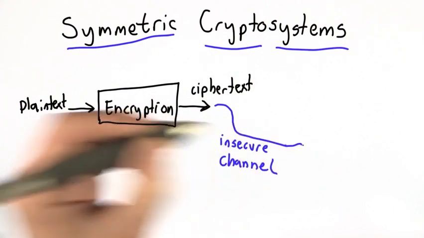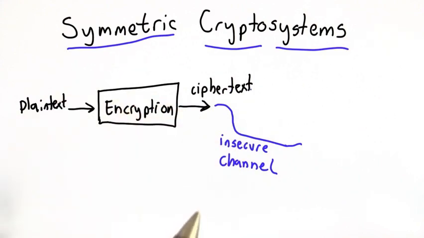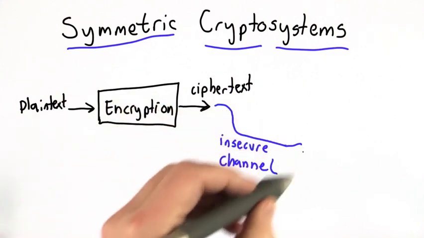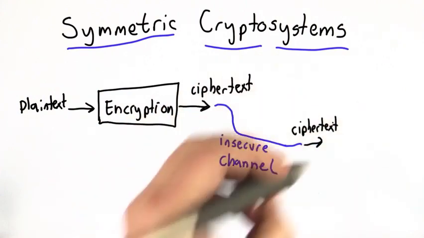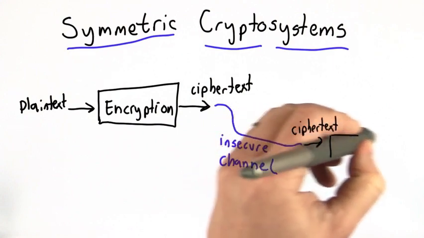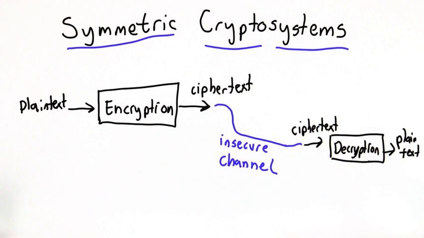This could be a wireless network. This could be the internet. This could be a courier carrying your message. Any channel where we can't trust the channel to be secure. We hope what comes out of the channel is the same ciphertext we put into it. Then that goes into a decryption function, and what comes out is the message that we sent in.